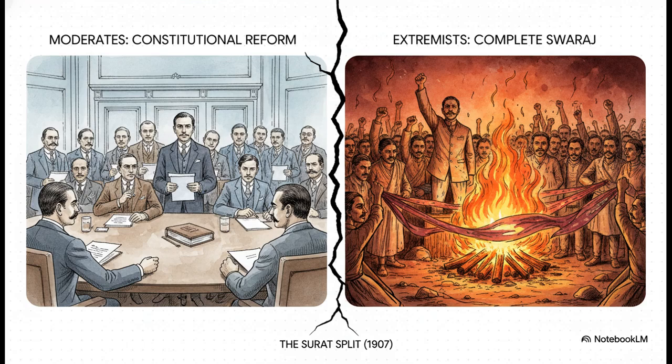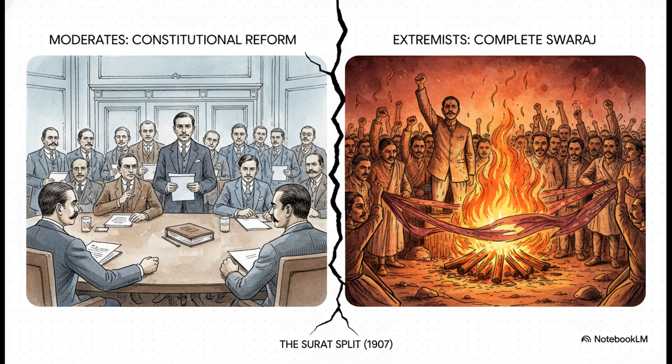Well, you had two totally different philosophies. On one side, you have the moderates. They believed in a slow, steady path to self-government within the British Empire. Their tools were petitions, debates, and pushing for small reforms. They believed in playing by the rules.